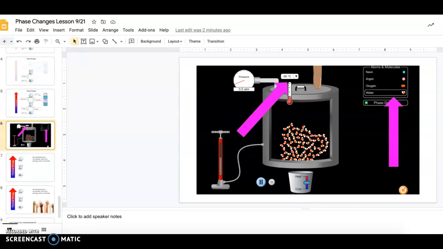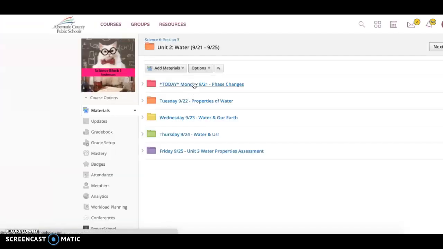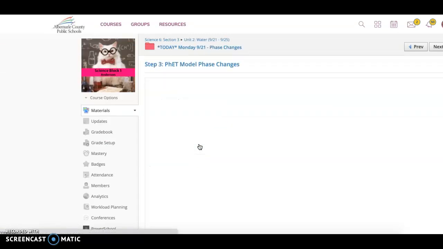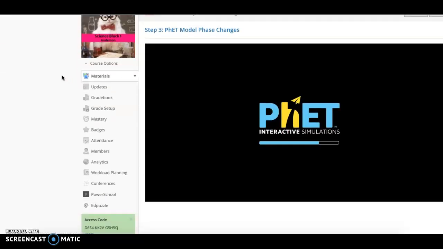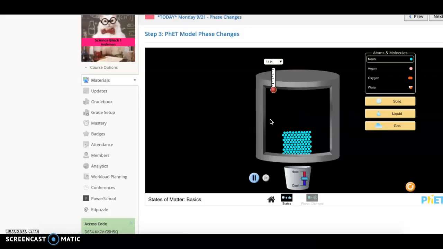The next thing we're going to do is go back to Monday's folder. I want you to play around with this PhET simulation. PhET is a website created by the University of Colorado, and they put out a bunch of really cool simulations. So if you click on the first one, we're going to click on water molecules. They look like little Mickey Mouse ears.